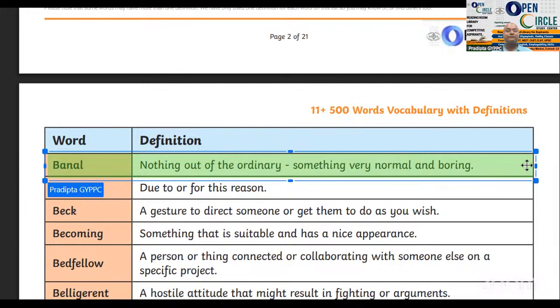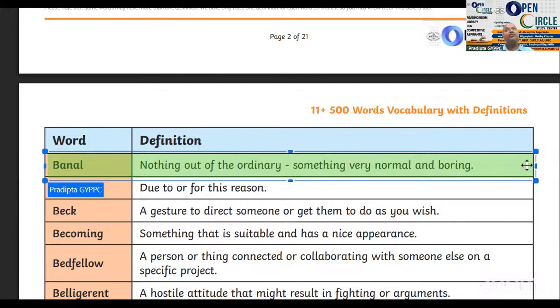Page 3. Page 3 begins with an adjective called banal. Banal means very, very, very ordinary. Very plain, simple, normal kind of. So for example, rice, dal, potato mash. This is a banal lunch. Getting my point? Very simple lunch.